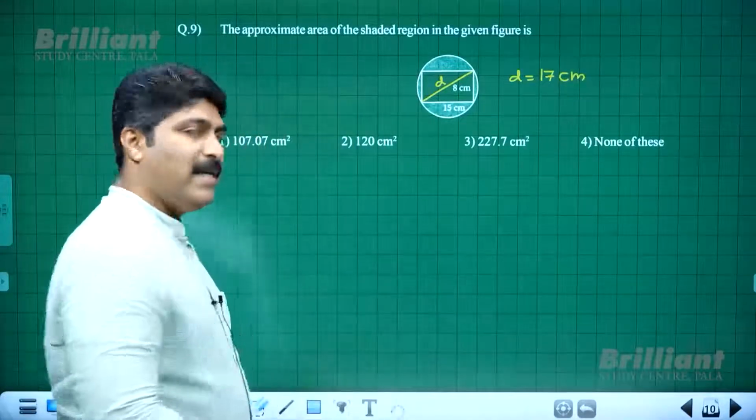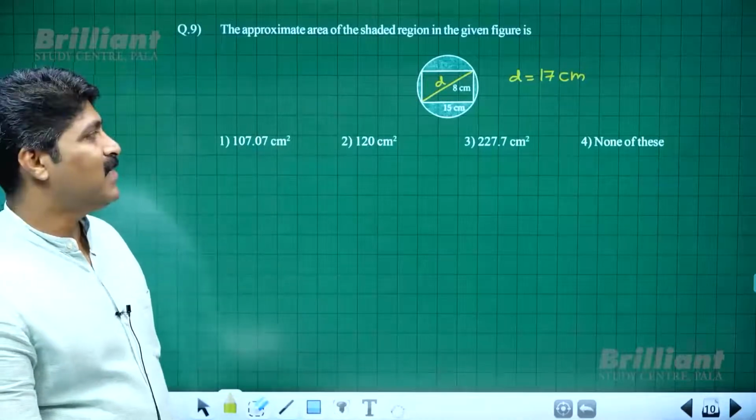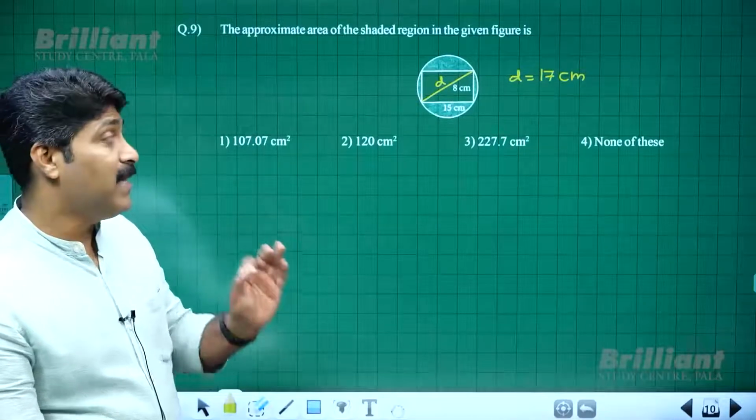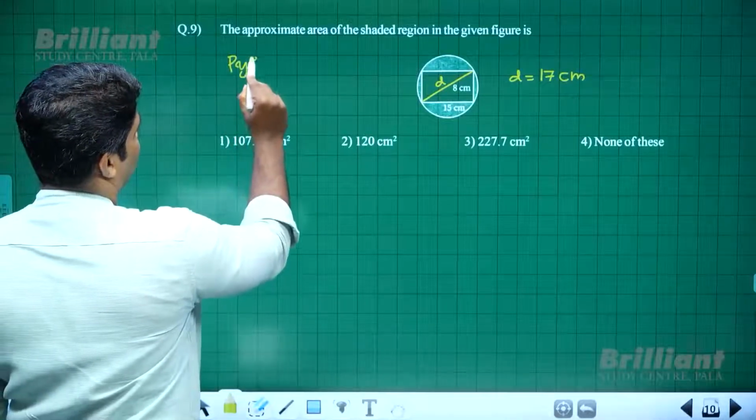How did we reach it directly? That D is 17 centimeter just because of the very famous Pythagorean triplet. The very famous Pythagorean triplet.